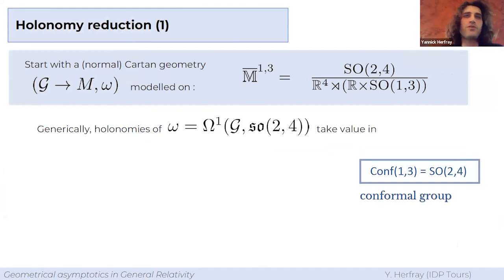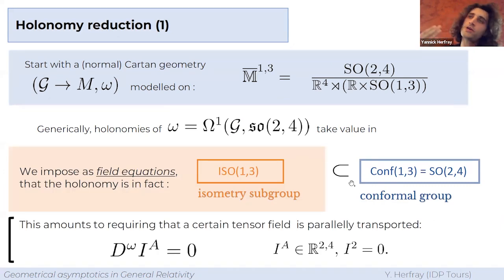So the curved equivalent of this is going to be holonomy reduction. So here's the game you're playing. You start with a Cartan geometry modeled on conformal geometry. Generically, the Lie algebra is valued in the conformal group. Now you're going to impose a field equation. This is where you really have the field equation. You're going to impose that the holonomy of your connection is in fact just Poincaré. And in doing so, you're imposing that your connection is choosing for you a particular isometry subgroup inside the conformal group.